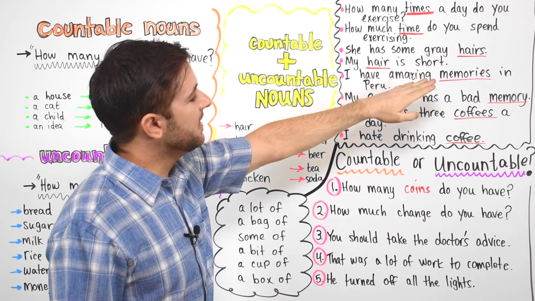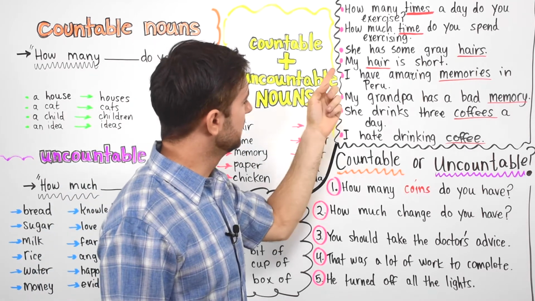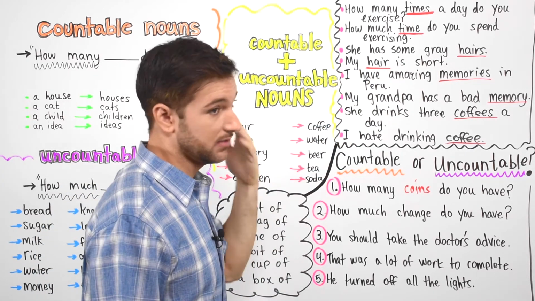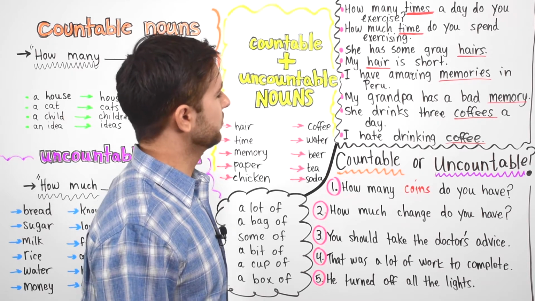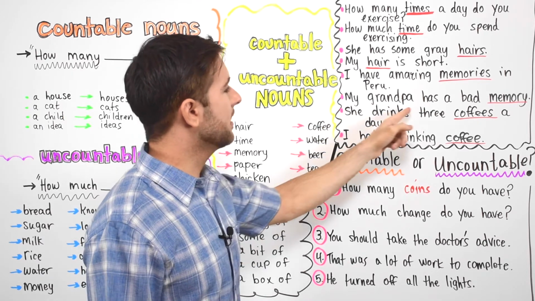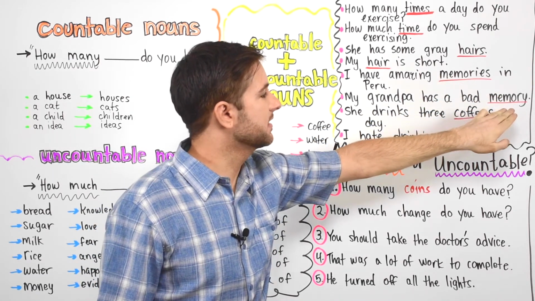She has some gray hairs. We're talking about multiple hairs on somebody's head. Gray hairs. My hair is short. Like my hair is short, okay? I have amazing memories in Peru, versus my grandpa has a bad memory. Memories, countable. Memory, uncountable.